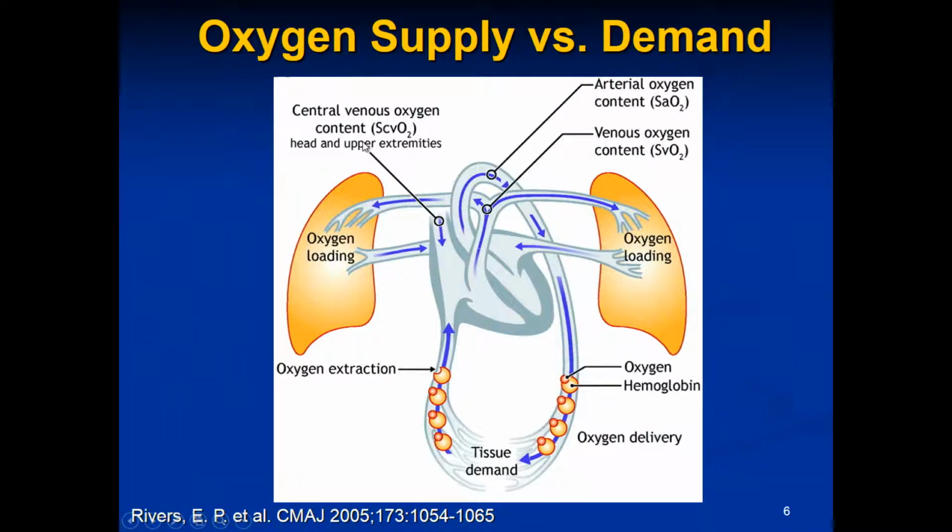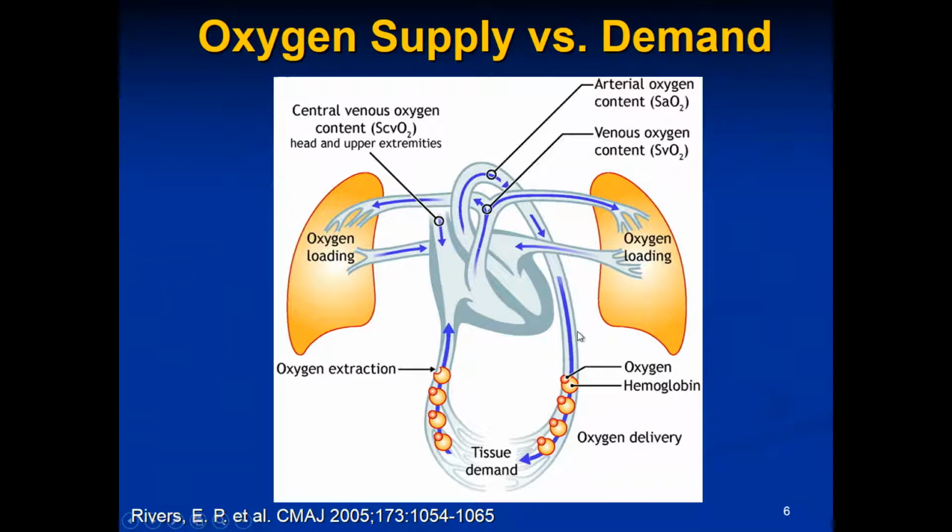And what was interesting, this and other data suggested that a central saturation of at least 70 should, in theory, indicate reasonable balance of supply and demand. And shock, obviously, is the state when oxygen supply does not match demand. And the goal of resuscitation in any type of shock, and in septic shock, which we're talking about here, is getting adequate oxygenation to the tissues.